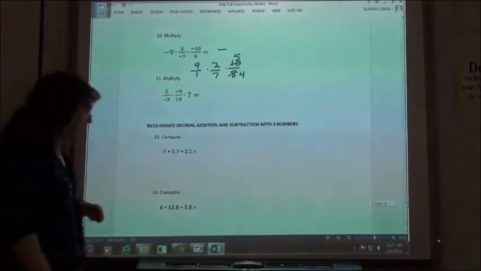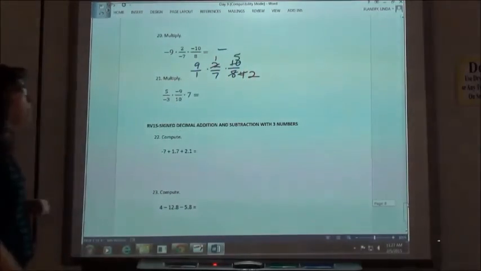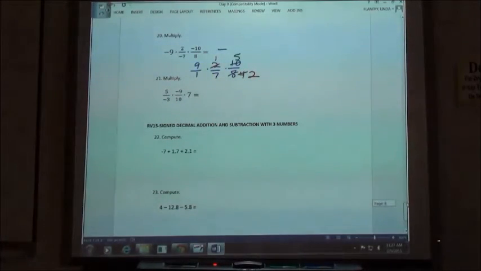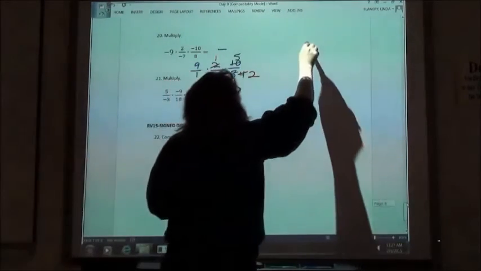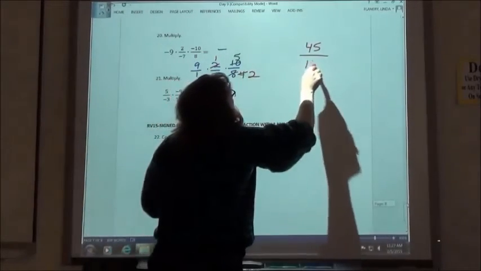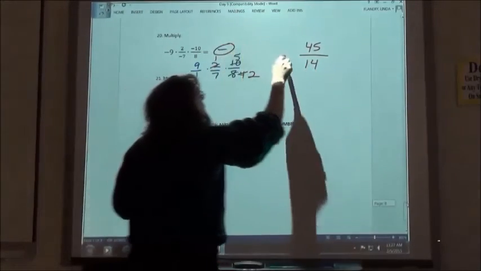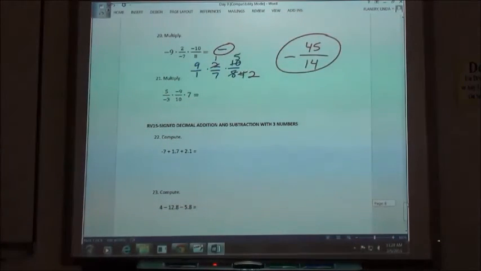And then I look and say, oh, I can reduce that even more. 2 goes in here once and into here 2 times. And so now I can't do any more reducing. 9 times 5 is going to be 45. 7 times 2 is going to be 14. I know my answer has to be negative, so negative 45/14 is going to be my answer.